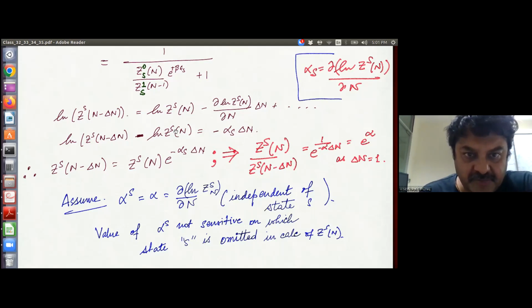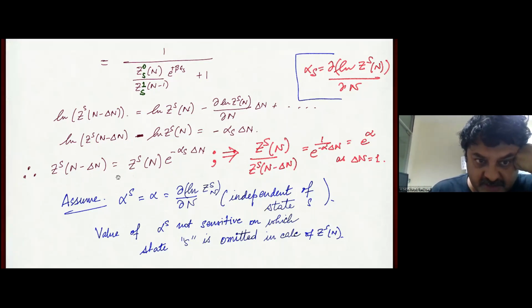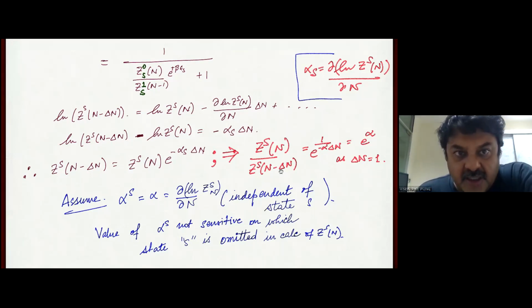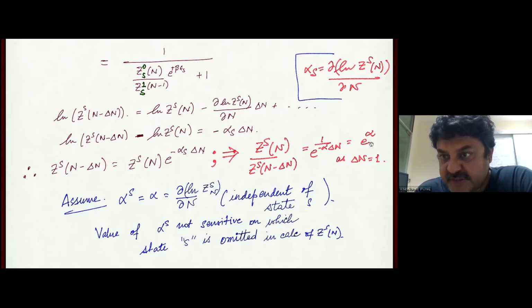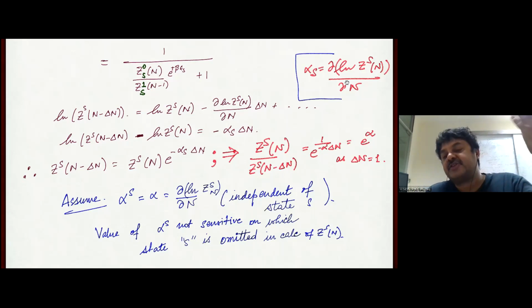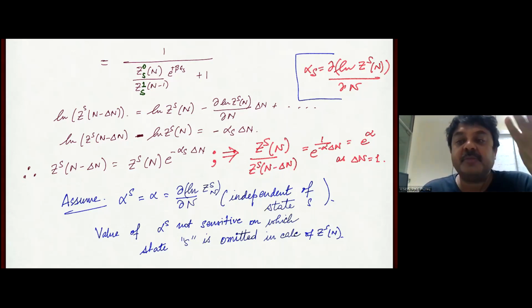In that case, we can simplify this, bringing the log and so on. Zs(n minus delta n) equals Zs(n) times e to the power minus alpha s delta n, right? In general, not for fermions. Then we take this to the other side and bring this into the denominator, because we want to calculate this quantity. And here for fermions, delta n can be 1, right? Thereby, this ratio is e to the power alpha. Now, of course, this alpha we can associate with minus mu by kBT, where mu was the chemical potential.